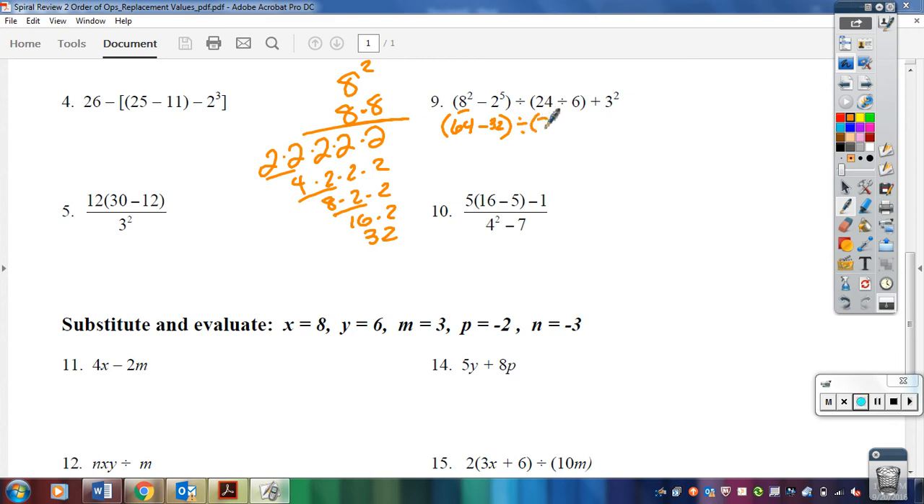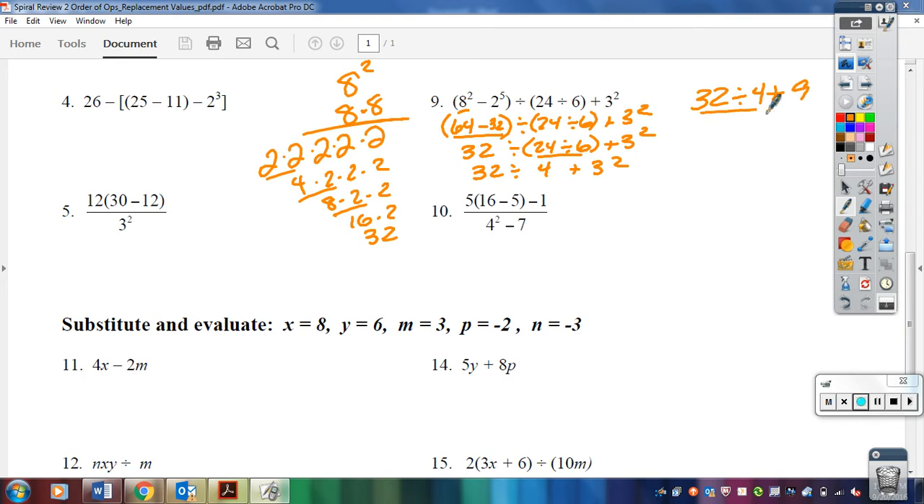Divided by, we'll just do 24 divided by 6 for now, plus 3 squared. Inside the parentheses, 64 minus 32 is 32. Divided by 24 divided by 6 plus 3 squared. Still inside the parentheses, 32 divided by 24 divided by 6 is 4 plus 3 squared. Next comes exponents, which is 3 squared. 32 divided by 4 plus 9, 3 squared is 9. 32 divided by 4 is 8 plus 9, 17. Circle your answer.